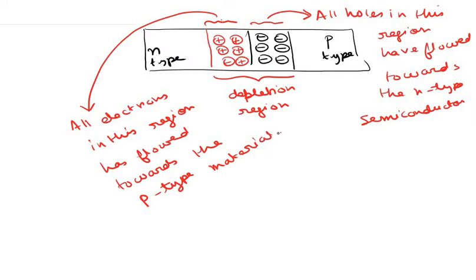So since all holes in this region have flowed into the n-type material, there are no holes. And since all the electrons in this region have flowed to the p-type material, there are no electrons basically. So that is why this region is known as the depletion region, in the sense that this entire region is depleted of any mobile carriers. Okay.